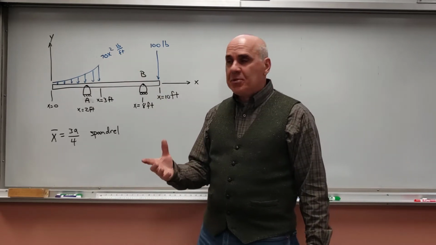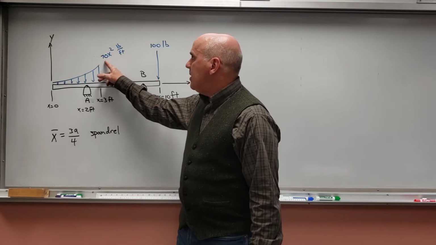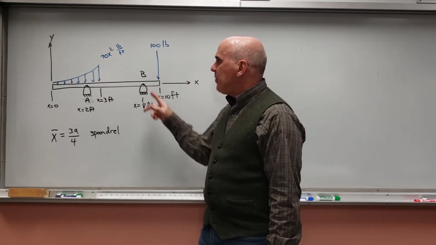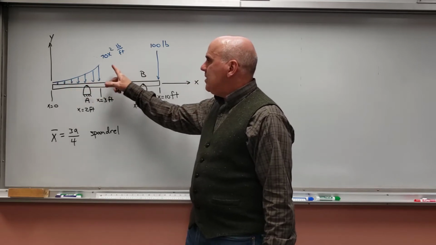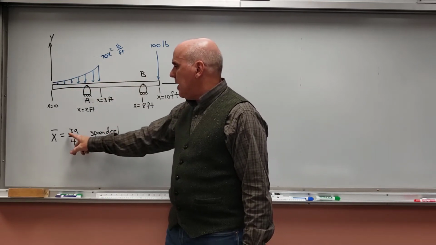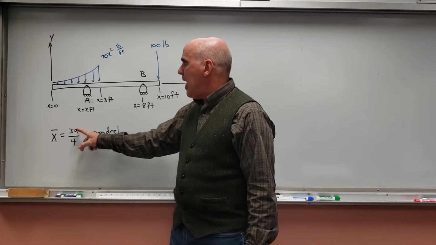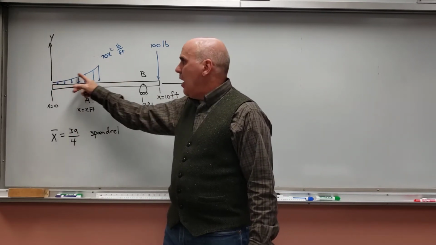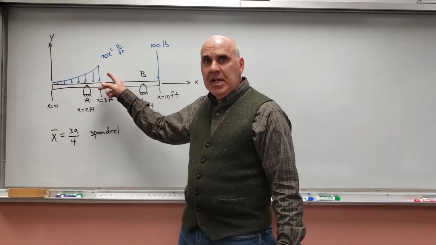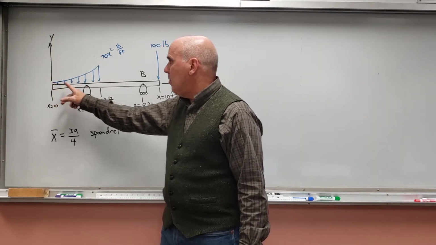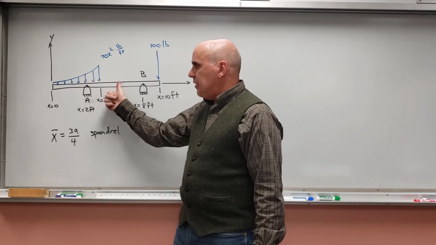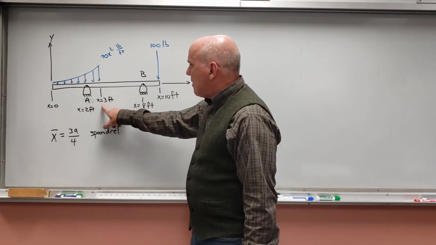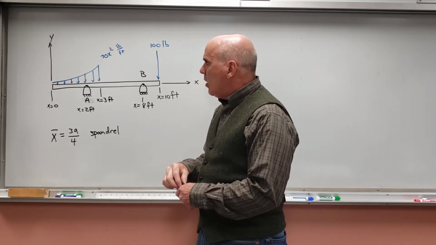So that's a spandrel. It's a quadratic spandrel, right? X to the second power. And what we know is that the centroid of a spandrel is given by 3a over 4, where a is the left to right limit of this function. Okay, it's the left to right limit. Here's the 0, here's a. So it's 3/4 of the way over to the right-hand side. So this is at 3 feet.